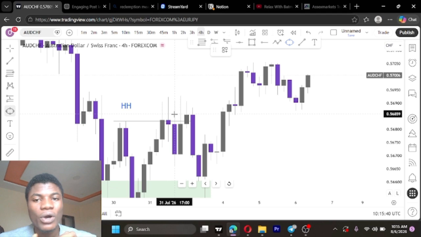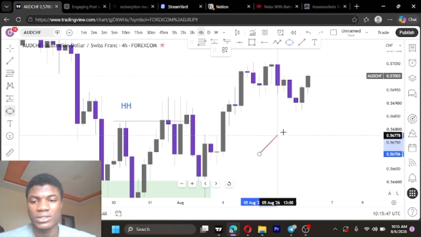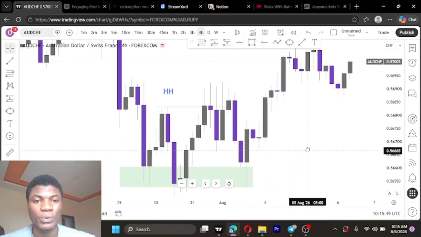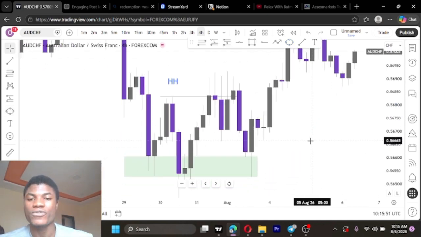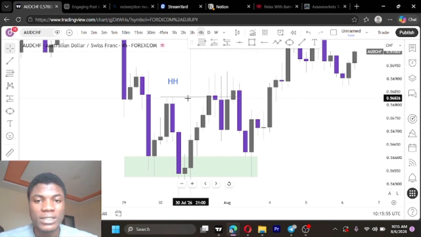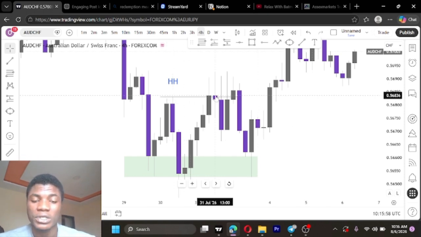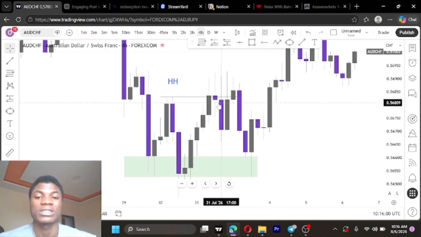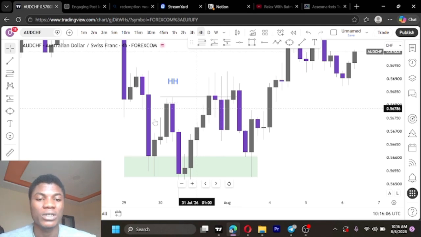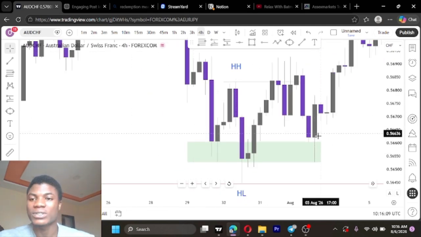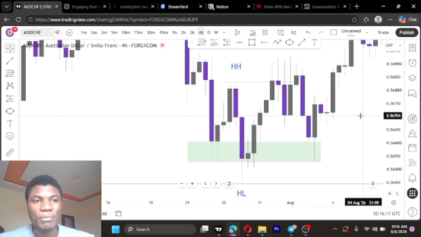Once your high is broken by a wick, trust me guys, that is not a swing. You always want to make sure that it is a full body break before you can even call it a swing. Now look at this high that I marked. The market took it out with a full body, which gave me the confidence that okay, this is a swing high and I need to take my decision from the swing high and the swing low, guys. And that is how we executed this trade, and we made money from it.